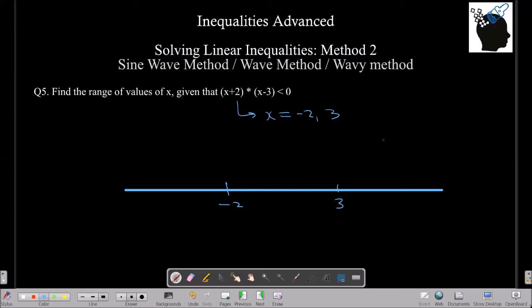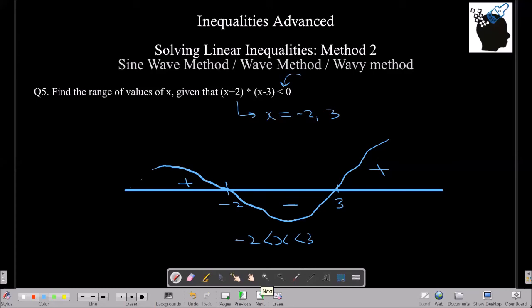I'm going to draw a sine curve starting from right top, going down in the first solution, coming up in the second one, and then again going down if required. In this case, it's not required. We are going to write positive below the sine curve and above the number line, and negative above the sine curve and below the number line. Since the question is saying less than 0, we are going to take the negative value, which is nothing but x lies between minus 2 and 3. Let's try more problems.